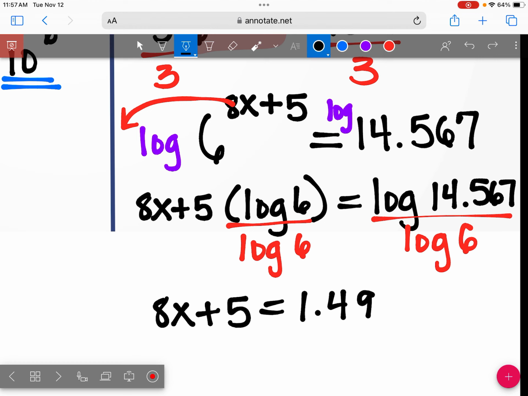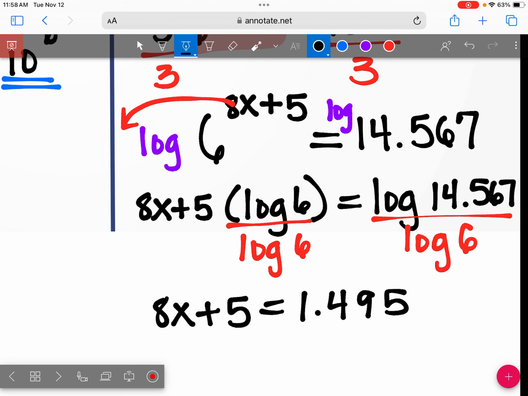Hold on. I got one. Yeah, I got that. What'd you get? No, I didn't. Log of 14.567 divided by the log of 6. Did you get 1.95? Raise your hand if you did not get that. Yeah, you said 459. Oh, I'm sorry, y'all. I'm sorry.